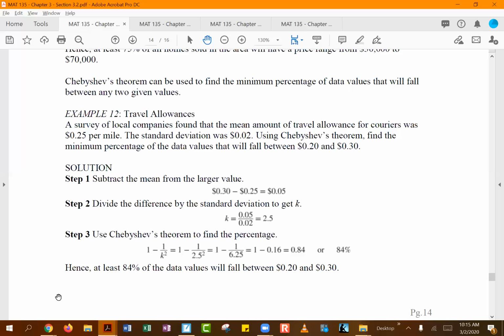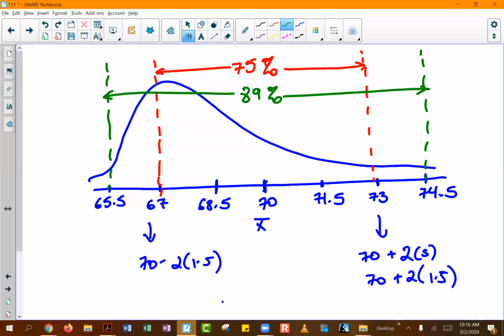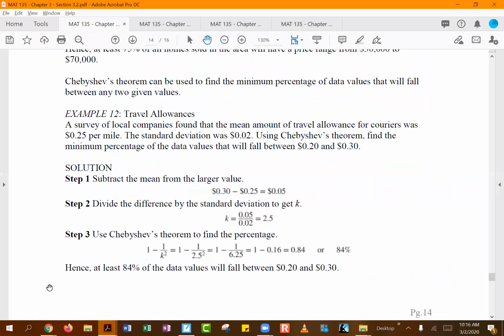So this is where you bring in that Chebyshev Theorem's formula, 1 minus 1 over k squared, where your k is 2.5. And going through that calculation, you can see you end up getting 0.84, right? 84%, which is actually telling you, since you're talking about 2.5, you are going to be right here in the middle of 2 standard deviations and 3 standard deviations. So you have to be in percent sense between 75 and 89%. And you can see that guy comes out to be about 84%. So then we would say 84% of our data values fall within the travel allowances of 20 cents and 30 cents for the couriers.